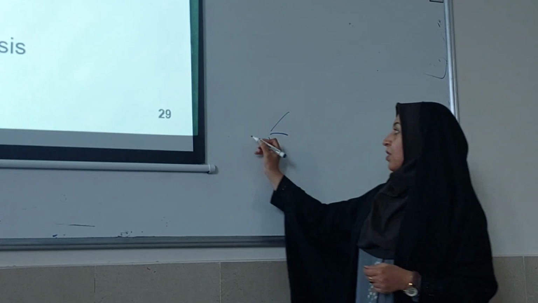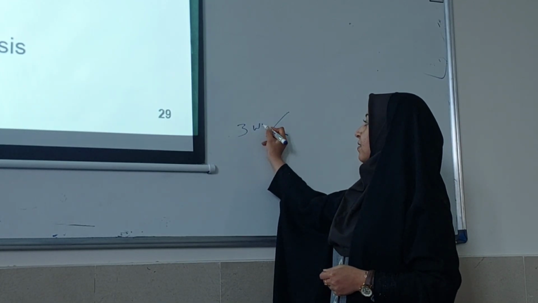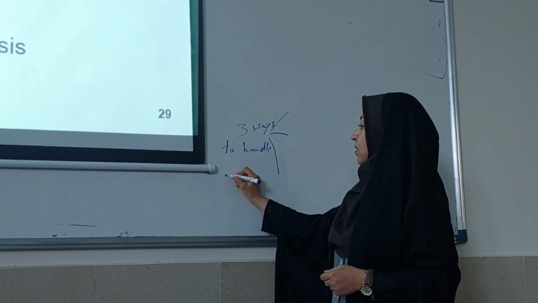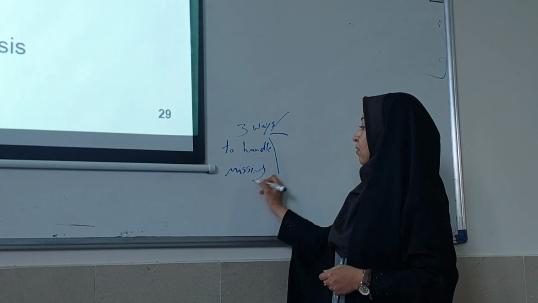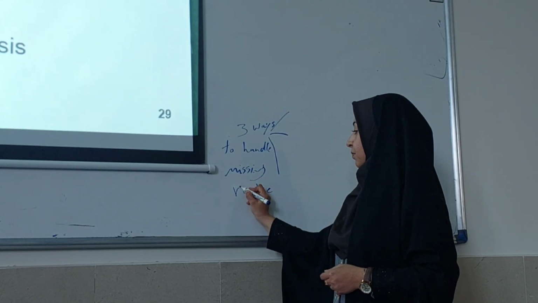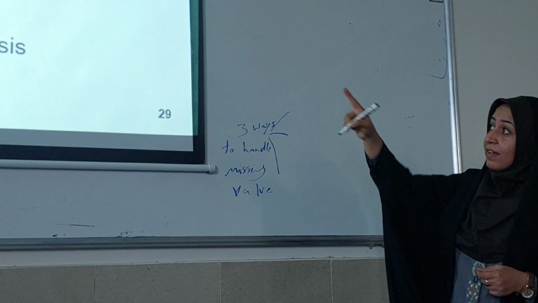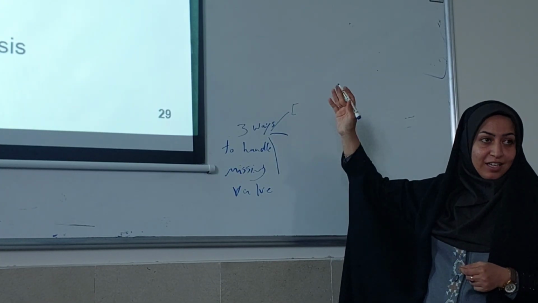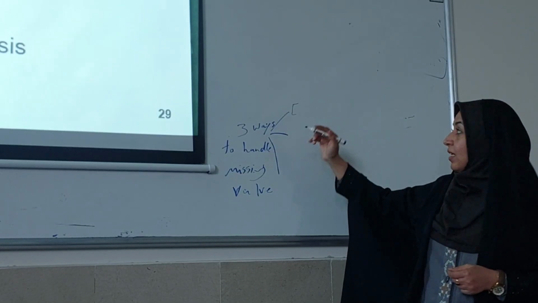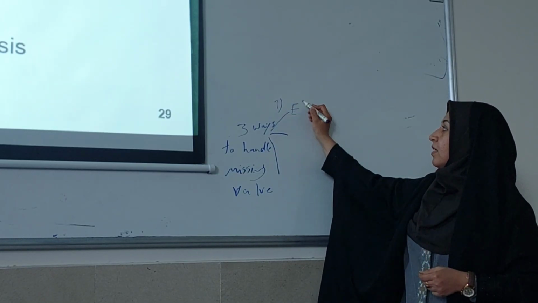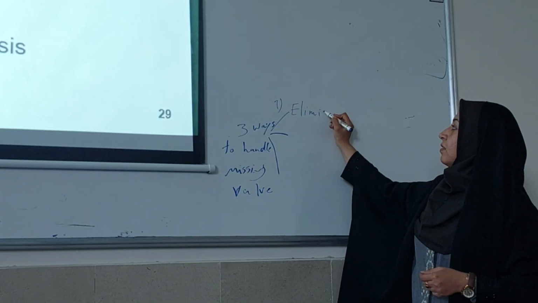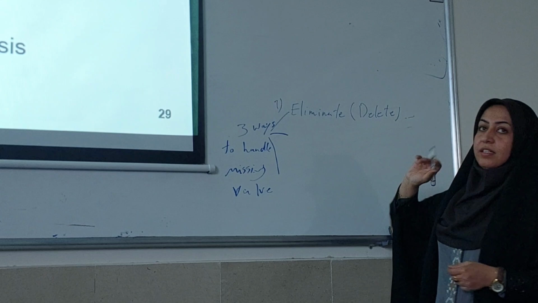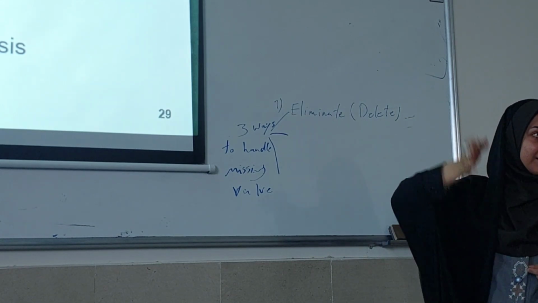Okay, I have three ways to handle missing values. One way is to eliminate, or delete, the data: delete an object or record, or delete an attribute.